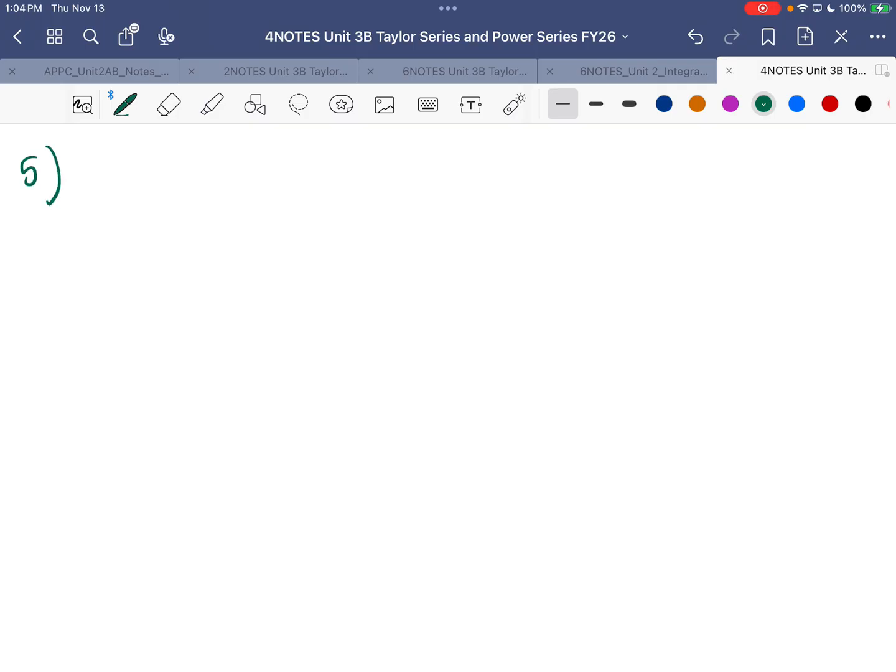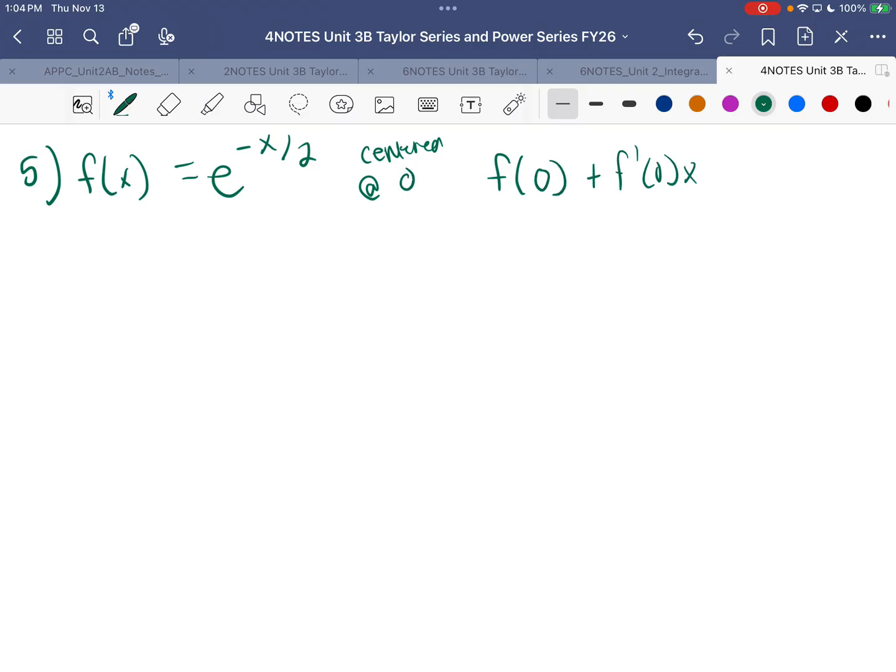second degree Taylor polynomial for e to the -x over 2. Start off always, remember the Taylor polynomial is going to be f at, this one's centered at 0. So we're going to have f at 0 plus f prime at 0 x plus f double prime at 0 x squared over 2. The over 2 is the thing that a lot of people are going to forget to do.